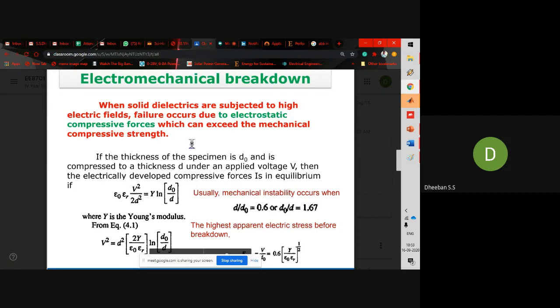Electromechanical breakdown means it is a breakdown caused by your electrical field. The electrical field will cause a mechanical force, and that mechanical force causes the break.